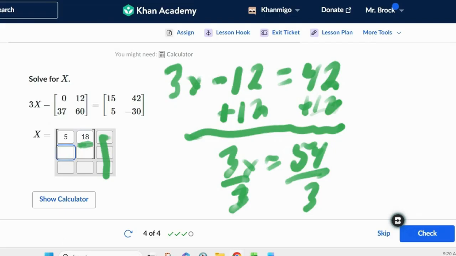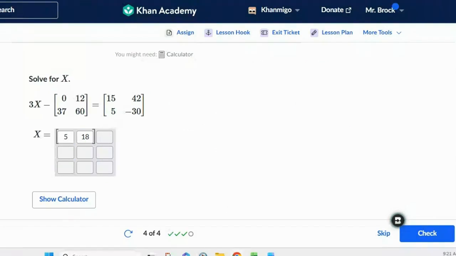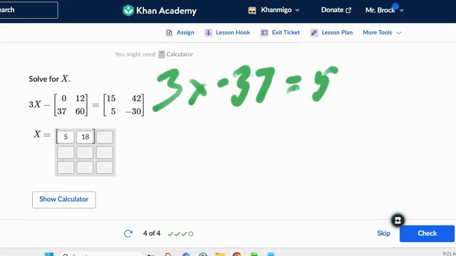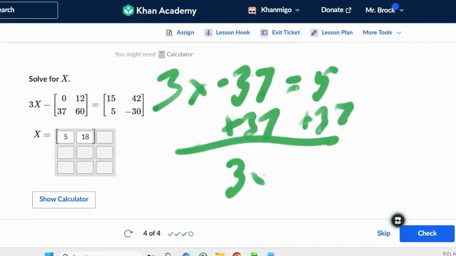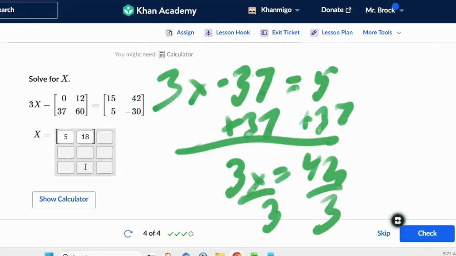All right, let's do this one down here now. Let's clear that out. Now we're doing this one, so we need 3x minus 37 equals, it equals 5, right? Because we're looking at this number right here. So we have to add 37 to both sides. 3x equals 5 plus 37. Divide both sides by 3. So this is a 14.